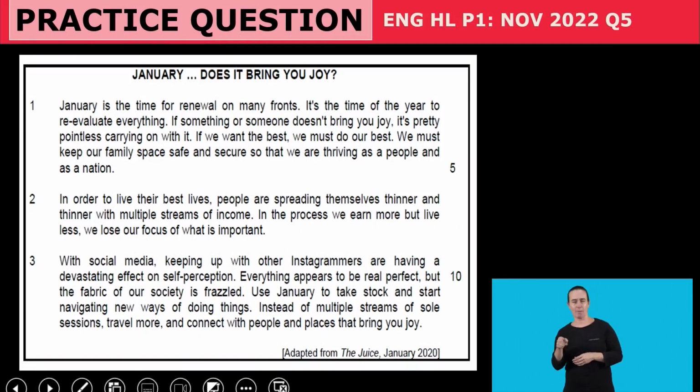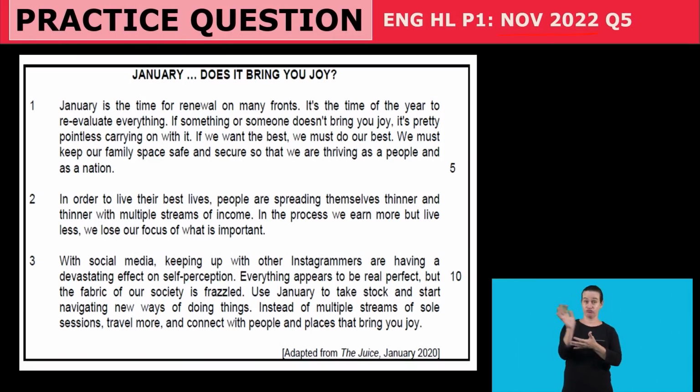The next example we're going to use is from November 2022, and it is question 5. This text is titled "January, Does It Bring You Joy?" January is the time for renewal on many fronts. It's the time of the year to re-evaluate everything. So we're quickly scanning through the text to find the meaning, but we're not reading for meaning and understanding as deeply as you would in a comprehension text, for example. So we must keep our families safe and secure, that we are thriving as a people and a nation. In order to live their best lives, people are spreading themselves thinner and thinner with multiple streams of income.